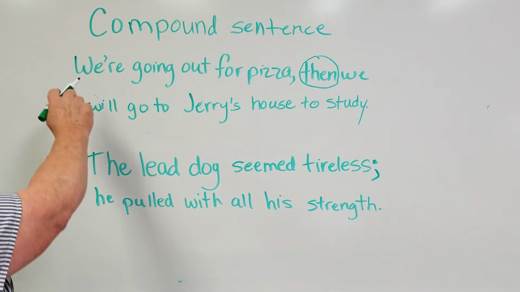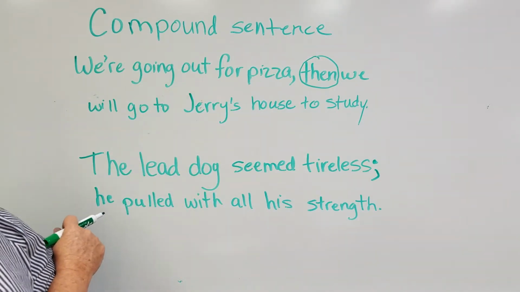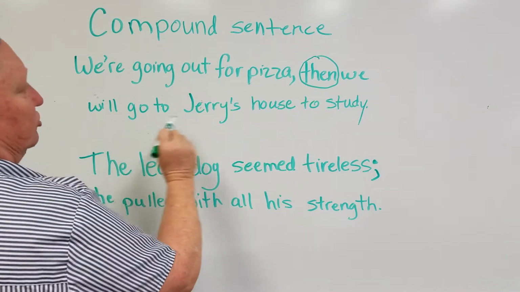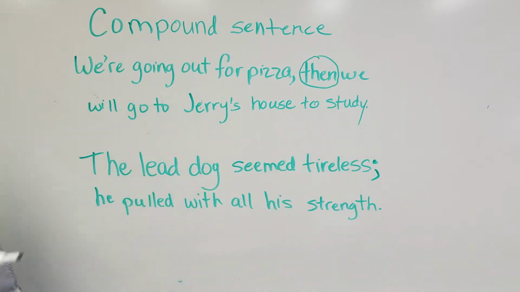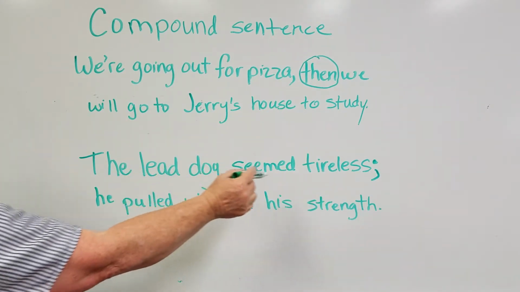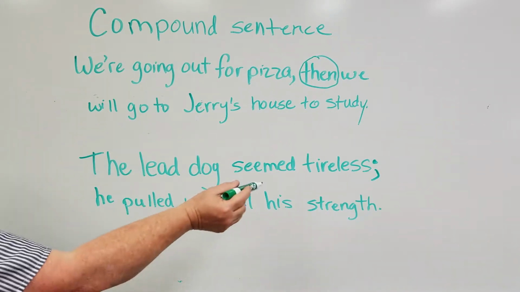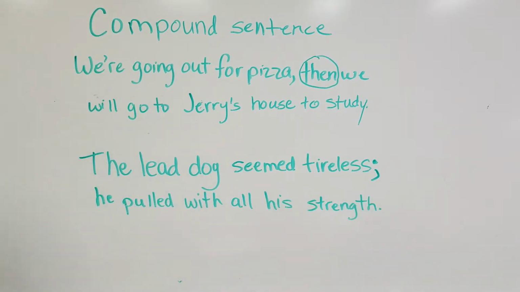Okay? Because we're going out for pizza can be a sentence by itself, and then we will go to Jerry's house to study could be a sentence by itself, but two sentences become one sentence together when they are connected. The lead dog seemed tireless could be a sentence by itself. He pulled with all his strength could be a sentence by itself. Simple sentences, but they become a compound sentence when connected by the semicolon.